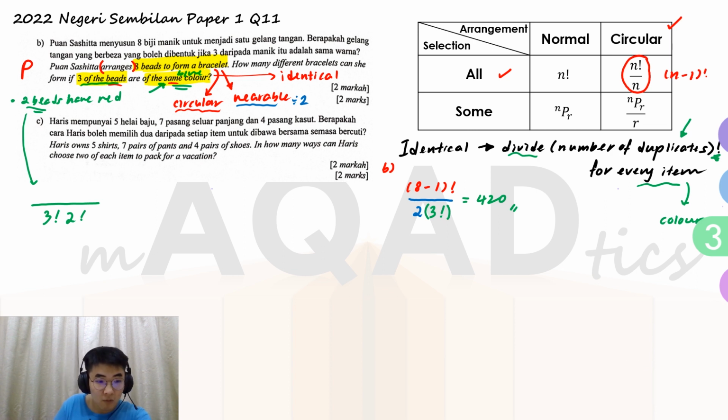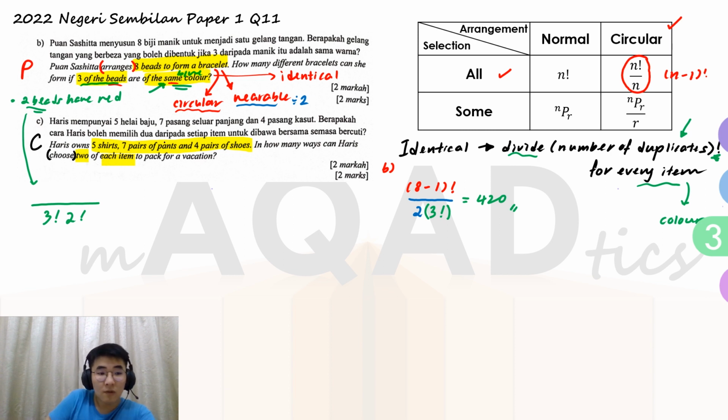Alright, so going to part C, we have Harris who owns these items, and the question asks how many ways can Harris choose if for each item he chooses 2 of them. So here our keyword would be choose. We are choosing things from a set of items, so it will be C, a combination question. I wouldn't need to know whether the shirt I have taken is the first one, the second one, and so on. I just need to select that shirt, and that's it.